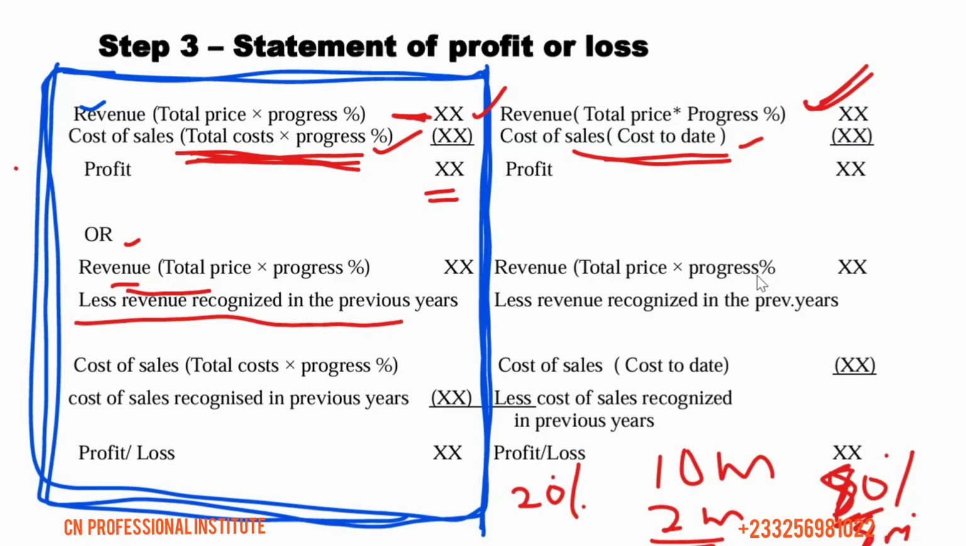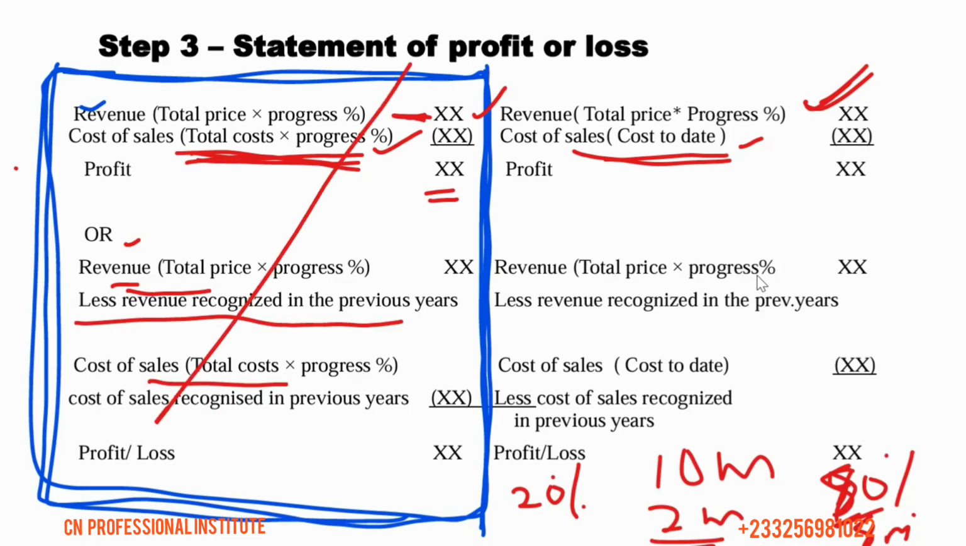The same applies to cost of sales. In the previous method here, we just pick our progress by the total cost, and then we less the amount recognized in the previous years, and that gives us cost of sales for that year. It's because for profit or loss items, we only record items for one year. We don't record cumulative figures. So in the P&L, we have to less any previous amounts recognized, right? So this is how we're treating it.